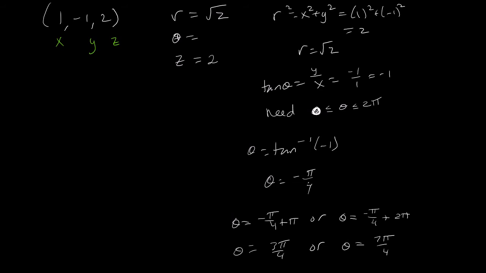So how do you know which one? Well, the answer is go back to the original point in rectangular coordinates. So in rectangular coordinates, just looking at x and y, we have the point 1, -1.